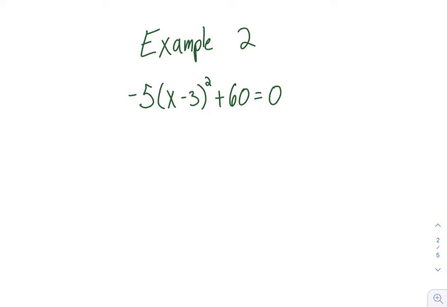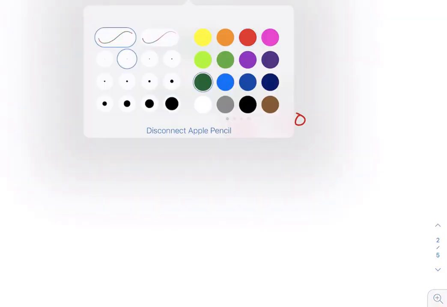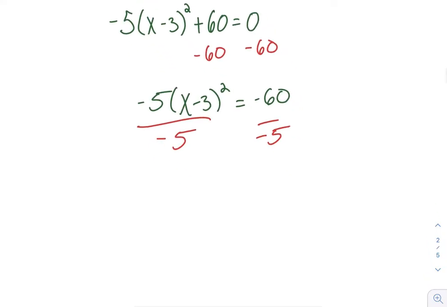In this case, it's an x minus 3 squared instead of just an x squared. So you're going to subtract 60 on both sides. And that's going to give us negative 5 times x minus 3 squared equals negative 60. And you're going to divide both sides by this negative 5. All right, so that looks very similar to example 1. And that's going to leave us now with x minus 3 squared equals 12.